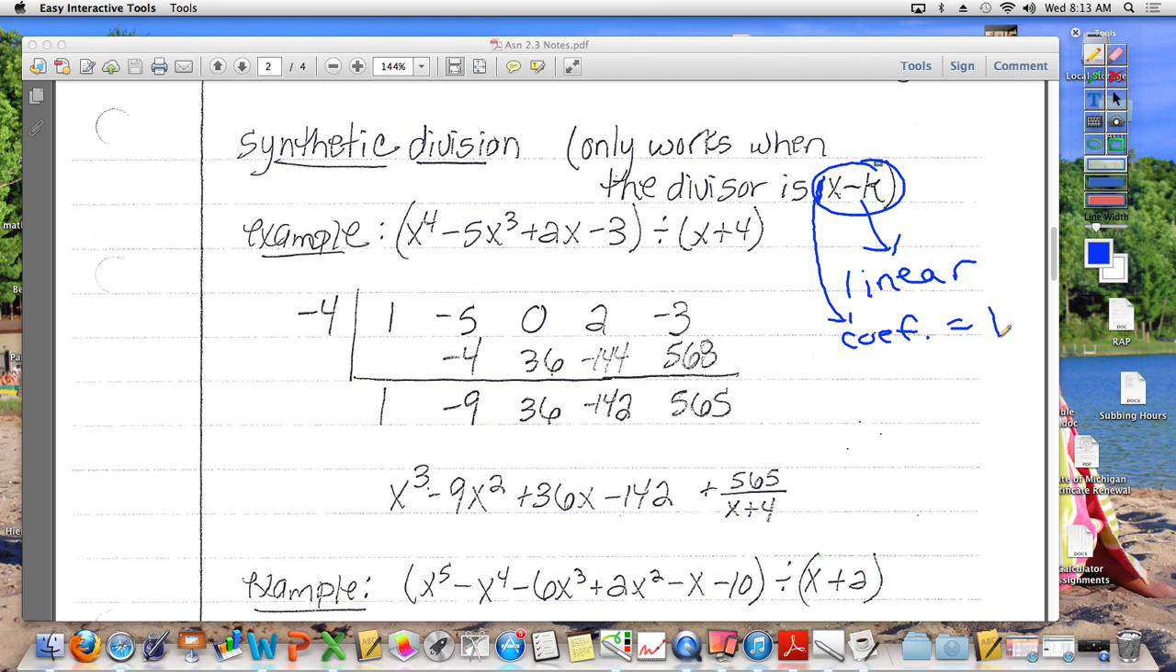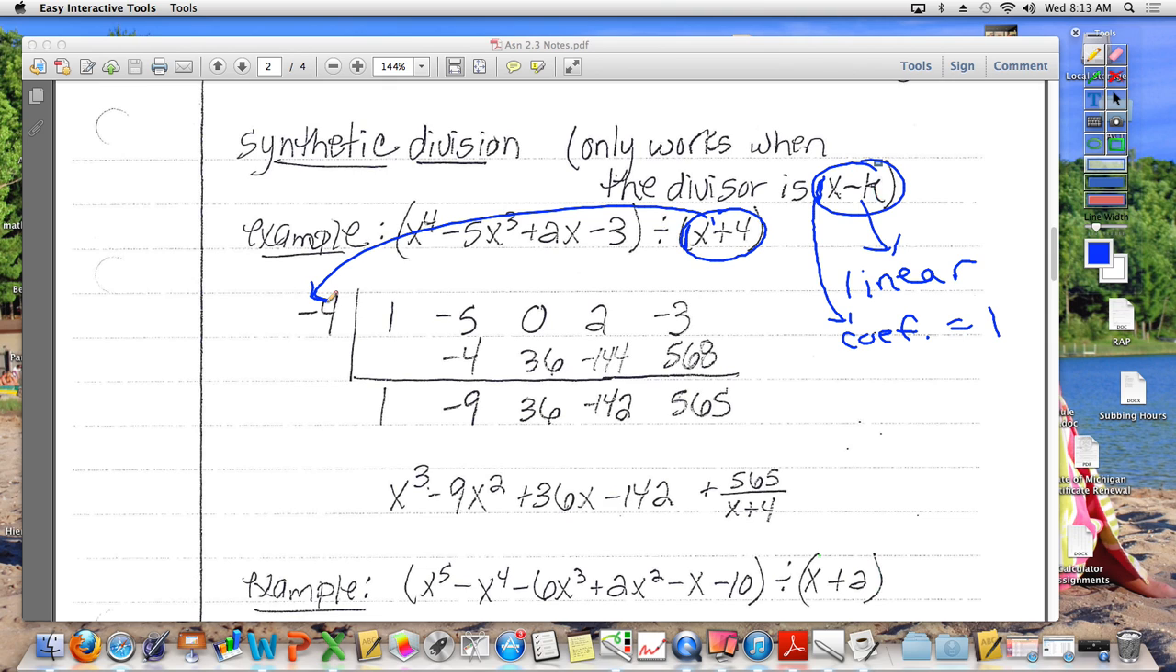So this is what you need to do. For example, you have this polynomial x to the fourth minus 5x cubed plus 2x minus 3, and you are going to divide it by x plus 4. First of all, is this a linear polynomial? It is linear, x to the first power, and the coefficient in front of x is a 1. So notice what I do. If it's x plus 4, you put the opposite. You put a negative 4 out front.